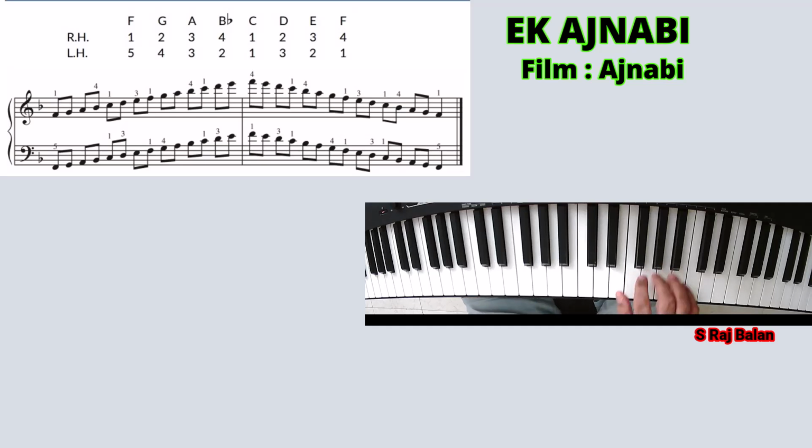So you would have seen that the scale is going in this way: 1, 2, 3, 4, 1, 2, 3, 4. So 4, 3, 2, 1, 4, 3, 2, 1, 3, 2, 1, 4, 3, 2, 1. You can play the scale as you want. This is a scale of F. You have come across the black key.